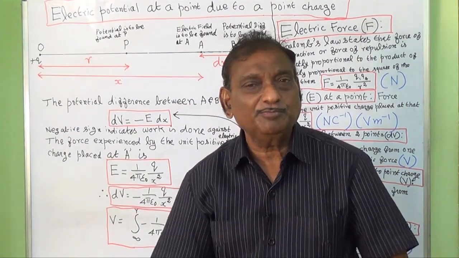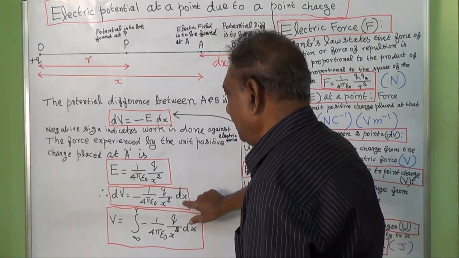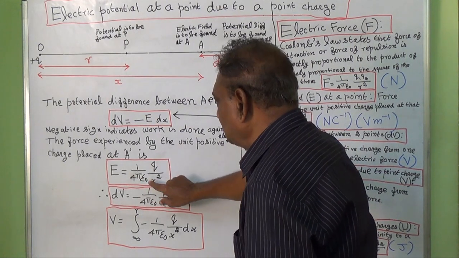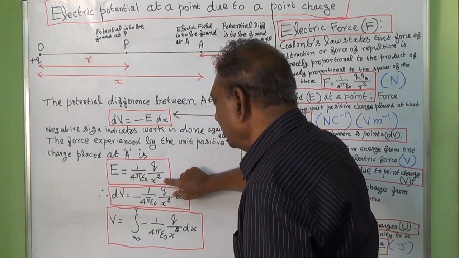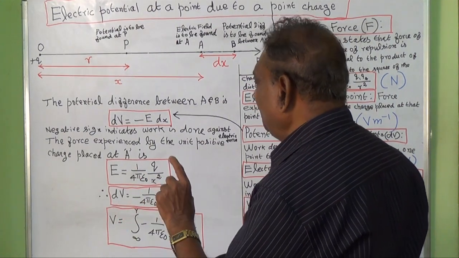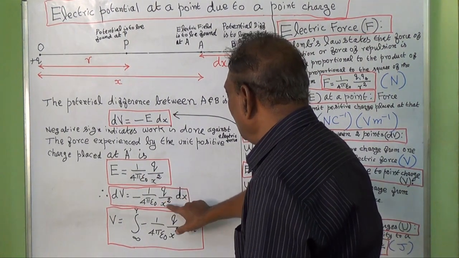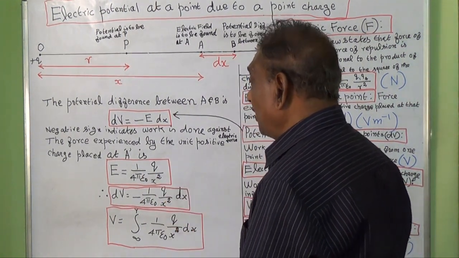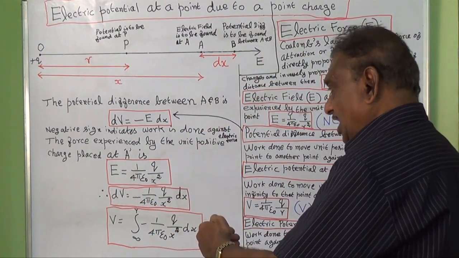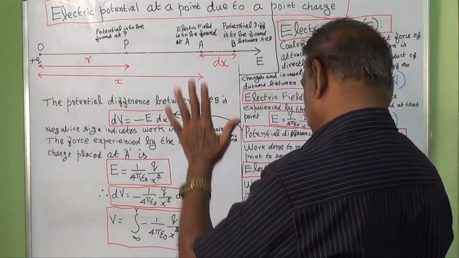What is electric field? Electric field is nothing but force experienced by the unit positive charge. In the place of E, we are substituting 1 by 4 pi epsilon naught q by x square. Thereby, we are getting the equation for dV as minus 1 by 4 pi epsilon naught q by x square dx.